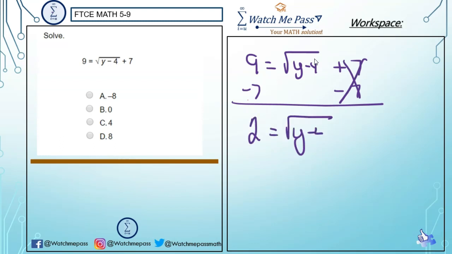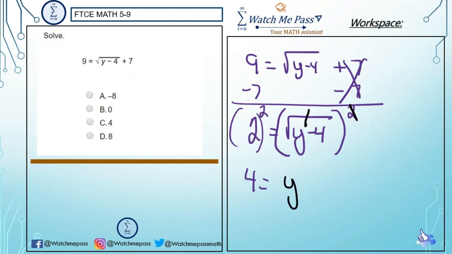Now we have the square root of y minus 4. The operation that undoes the square root is the squaring process. So to eliminate the square root symbol, we would have to square both sides of the equation. We know 2 squared is 4. And again, squaring a square root undoes the square root process, and you just get back what's underneath the square root. You have y minus 4.